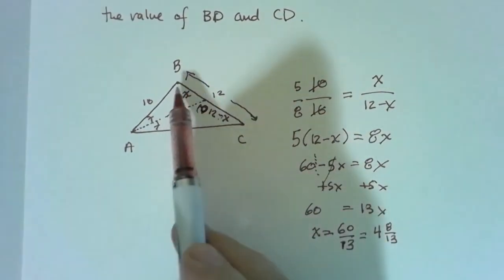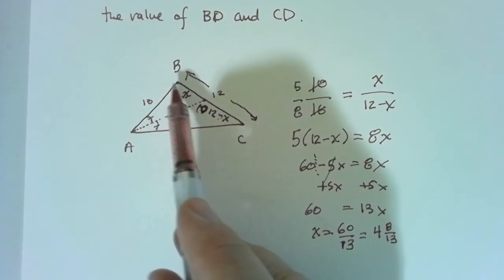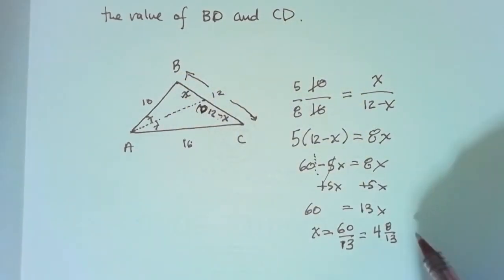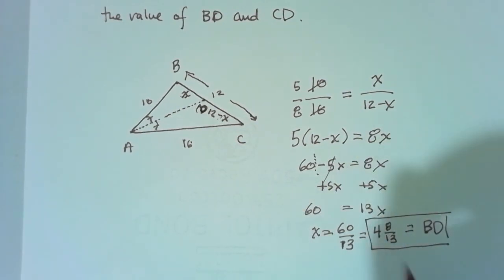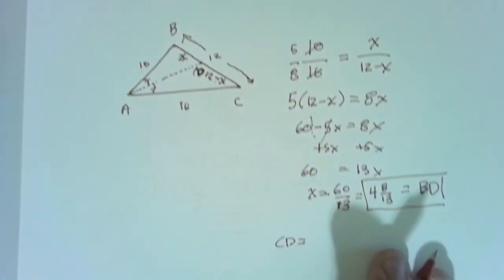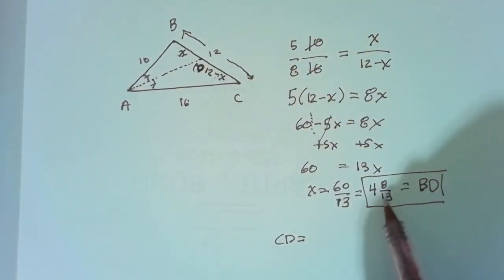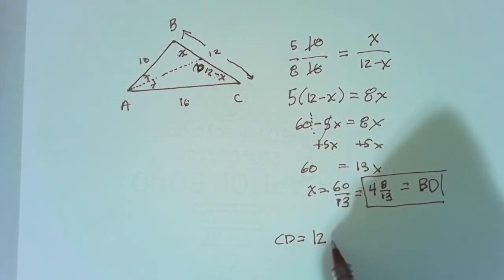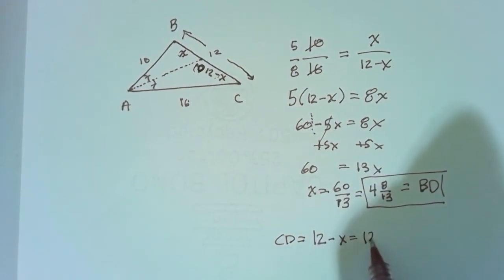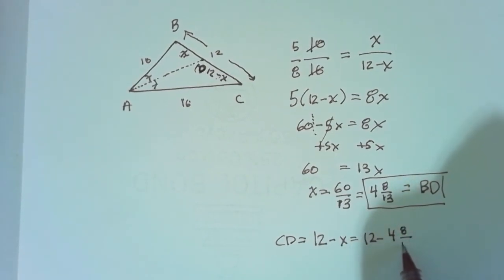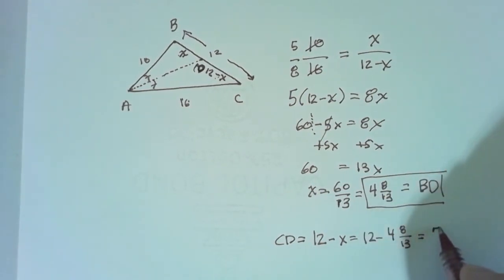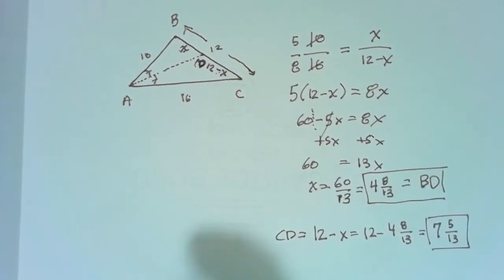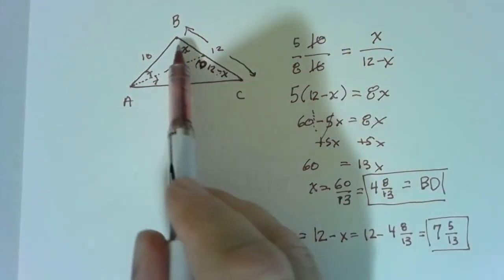So looking back at my diagram, I want to figure out what BD and CD are. So apparently BD, which was x, is 4 and 8/13. That's BD. CD is 12 minus x, because this and this have to make 12. 12 minus 4 and 8/13. And 12 minus 4 is 8. I also want to take away 8/13, so I'll get 7 and 5/13 for CD. So that's the length of BD, that's the length of CD in this diagram.